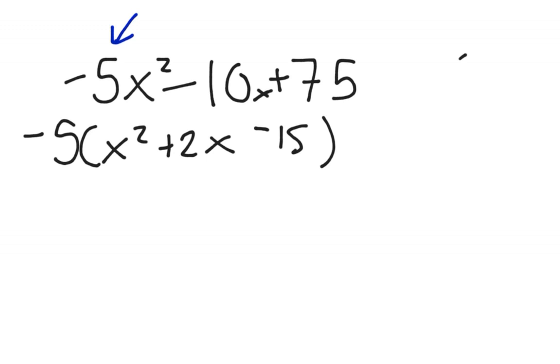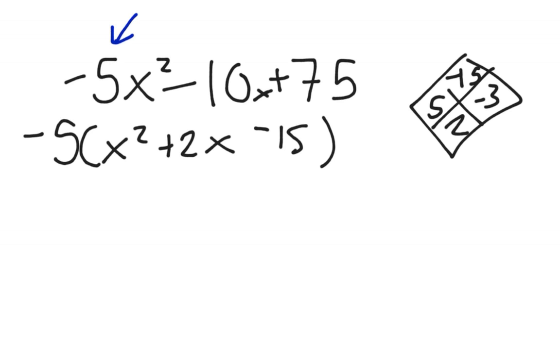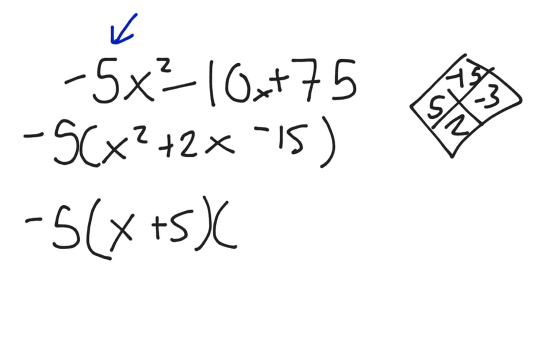So again, I have a diamond problem to complete. I need numbers that multiply to negative 15 and add to 2. Since I'm multiplying to a negative number, that means that one of my numbers is negative, one of my numbers is positive, and it looks like 5 and negative 3 are going to work here. So my factored form is negative 5 times (x plus 5) times (x minus 3).